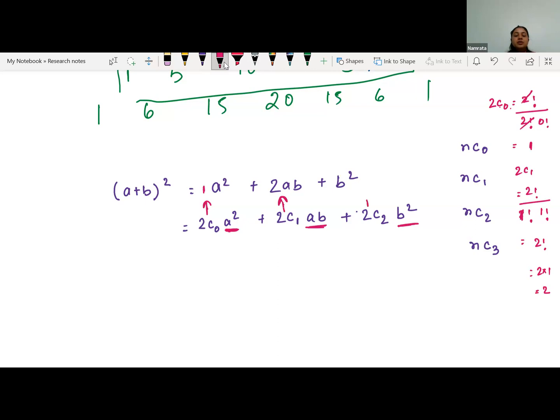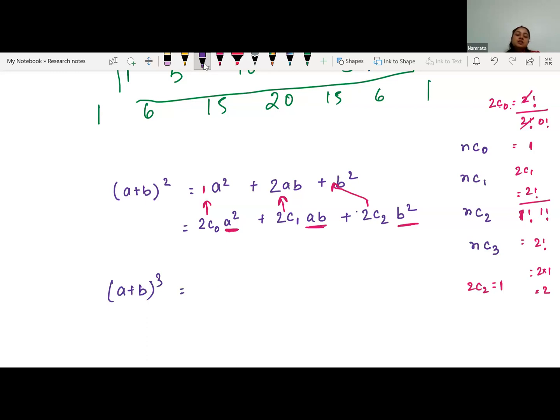And 2c2, if you do 2c2, you will get 1. So from here only 1 coefficient is coming. So rather than writing the Pascal triangle, we can take the help of this combination formula to find the coefficient. Okay, if you want to check the same for a plus b whole cube, then we have learned the pattern.